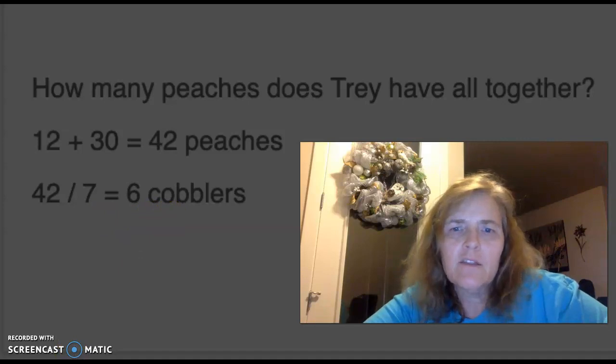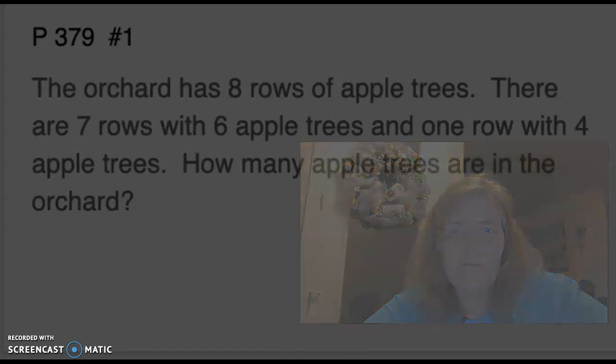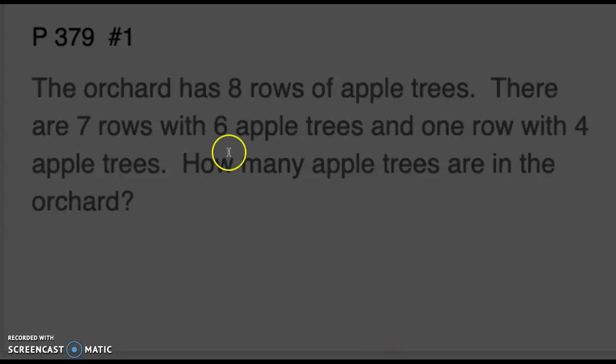All right, let's look at the first one that you will see in your practice book. In your practice book, on page 379, there is this problem. The orchard has 8 rows of apple trees. There are 7 rows with 6 apple trees and 1 row with 4 apple trees. How many apple trees are in the orchard?